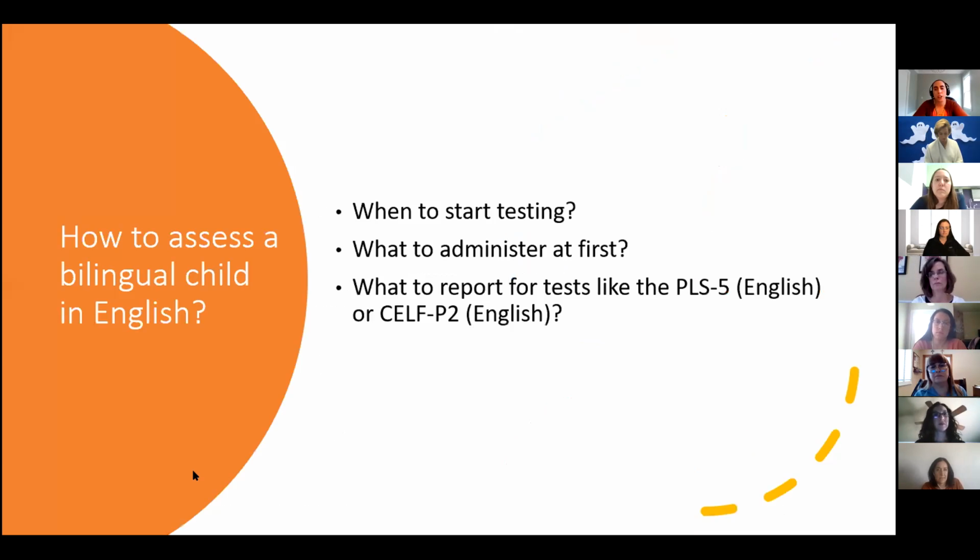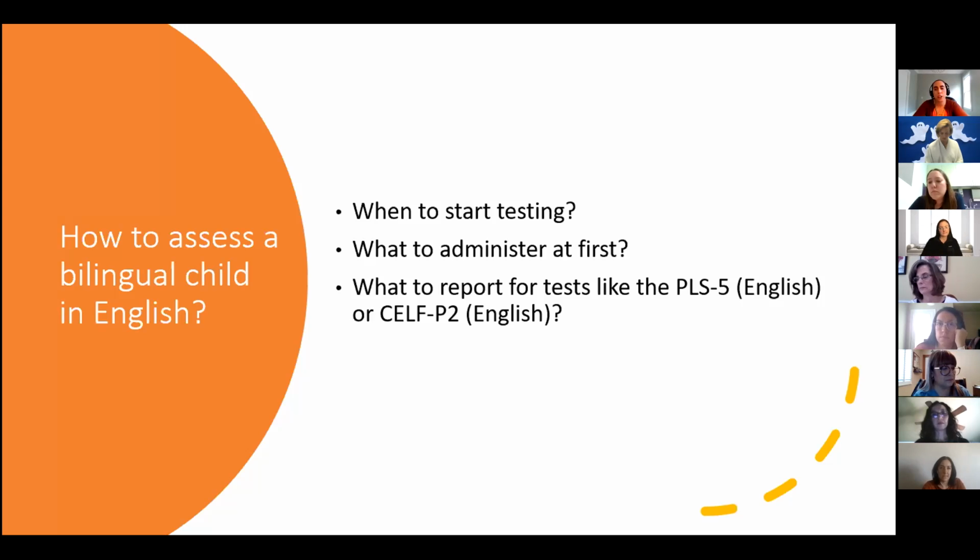Okay. So how to assess a bilingual child in English? Assessing a child who's just speaking Spanish, we talked about that up until now, and then English and Spanish for CASTLES, and then same with really the dynamic assessments and the non-word repetition. But for giving a formal English assessment, I like to wait until the child's been exposed to English for about a year.